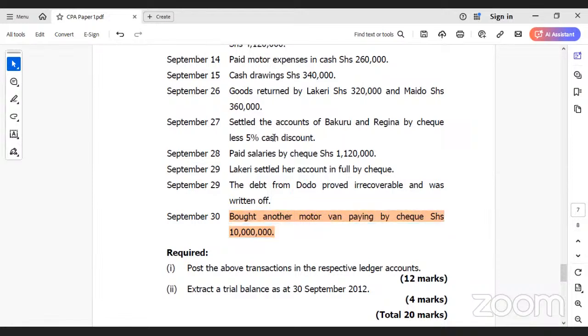And there are many other errors. Of course, we have different errors. There's omission, as I've told you. There's principle. You will find what we call errors of commission and compensating errors. All those errors can be made, but your trial balance will still balance.